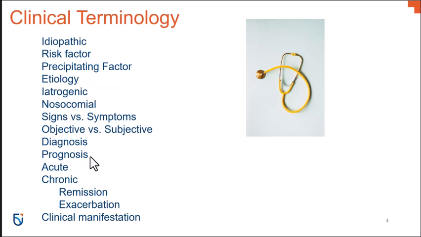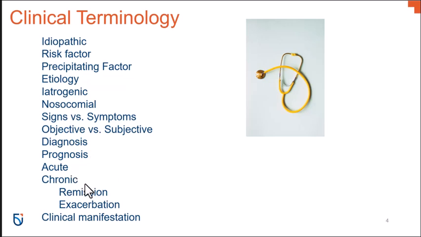Prognosis. Prognosis is the expected outcome of a disease. So this is how you anticipate, and this should be based on research, how the patient will progress. Sometimes it'll be rated as a good prognosis or a poor prognosis or an excellent prognosis. Sometimes prognosis is also tied in with a timeline, especially when it comes to cancer. So somebody might be given 5 years, for example, of survival.